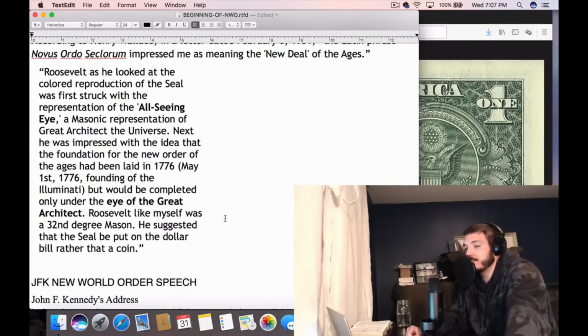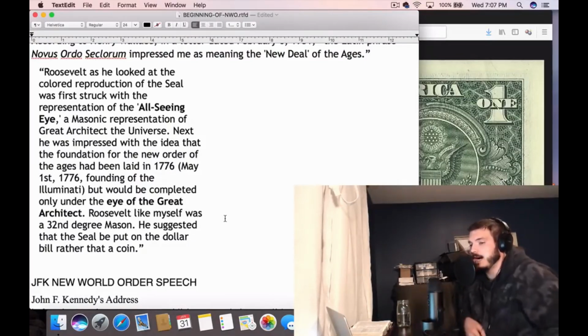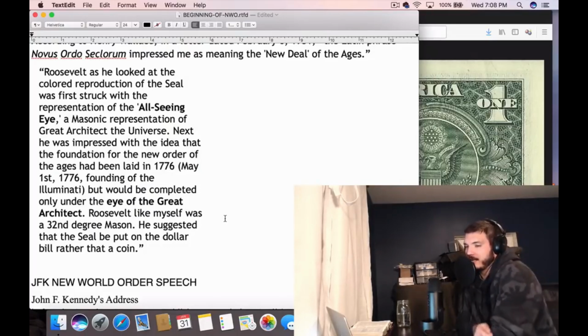The foundation for the new order of the ages had been laid in 1776, but would be completed only under the eye of the great architect.